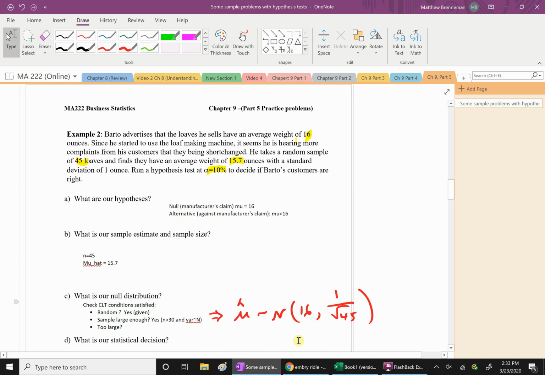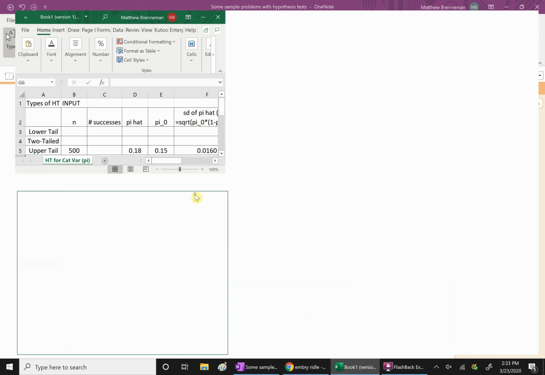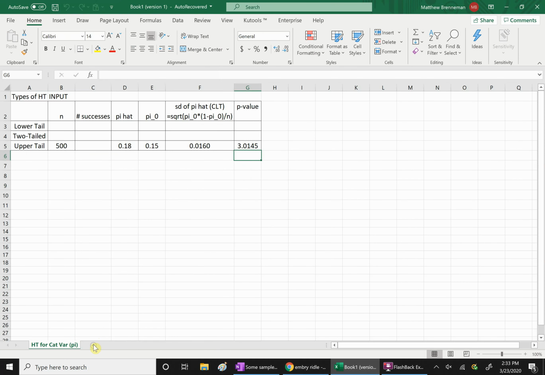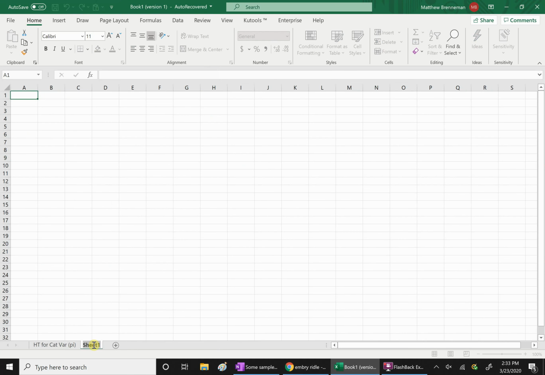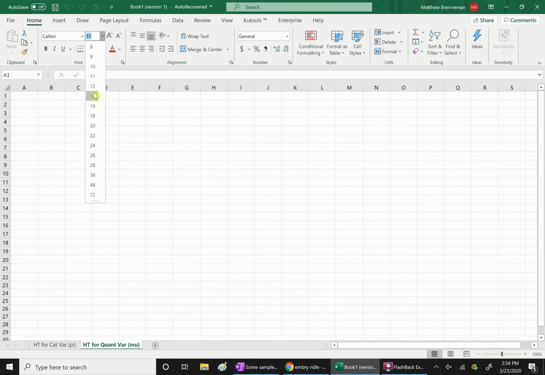So let's go ahead and plug this into Excel now and see what we get. We're going to have to create a new sheet for quantitative variables. So this is hypothesis tests for quant variables. In other words, we're doing a hypothesis test on mu. And as before, let's blow this up a little bit.